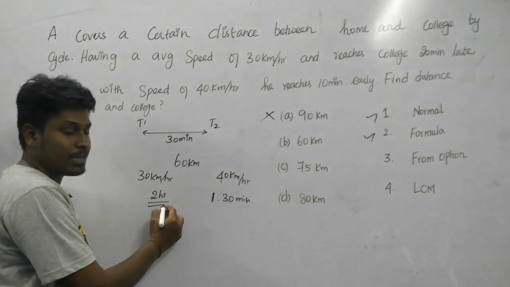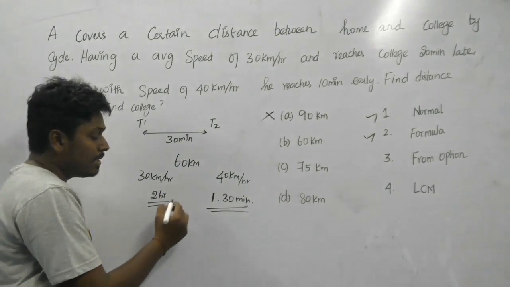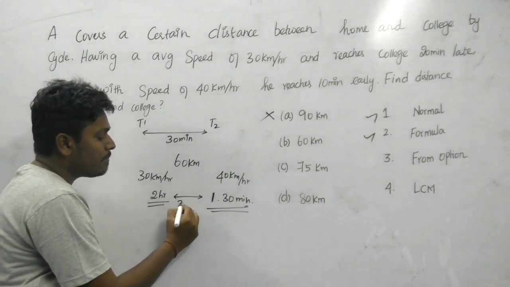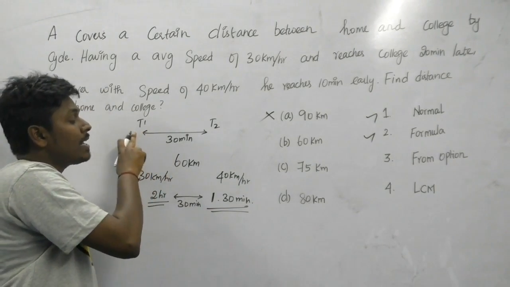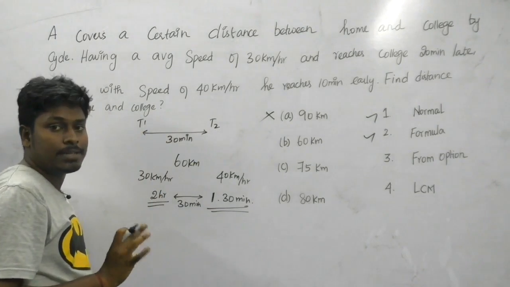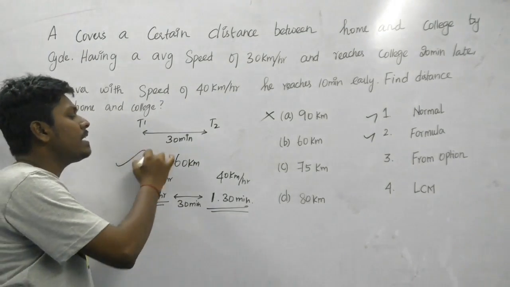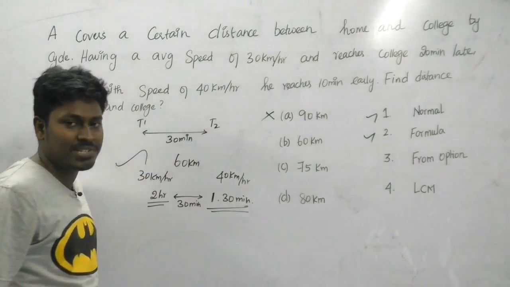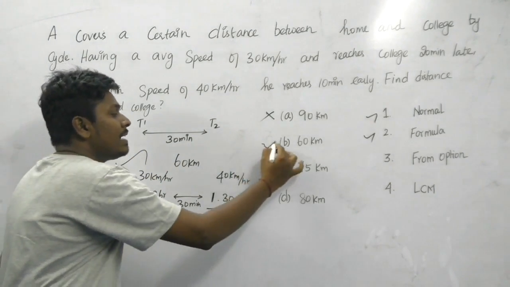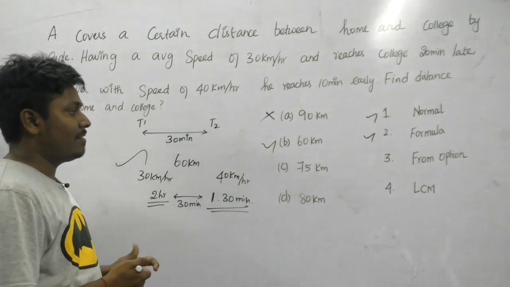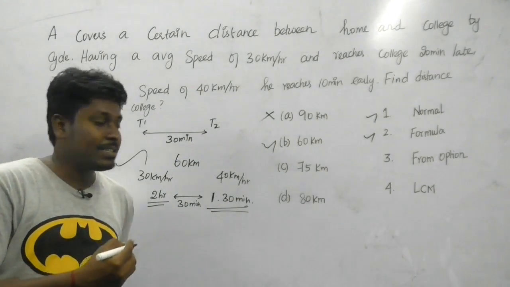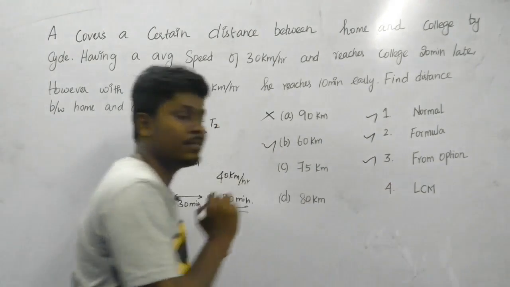Here it is 2 hours, here it is 1 hour 30 minutes. The difference between both the timings is 30 minutes. Right? We know that in condition number 1, the difference between time 1 and time 2 is also 30 minutes, right? We can assure that this will be the answer. Don't go for other options and waste your time, right? So we can directly take the option 60 kilometers as your answer. We have completed this option.